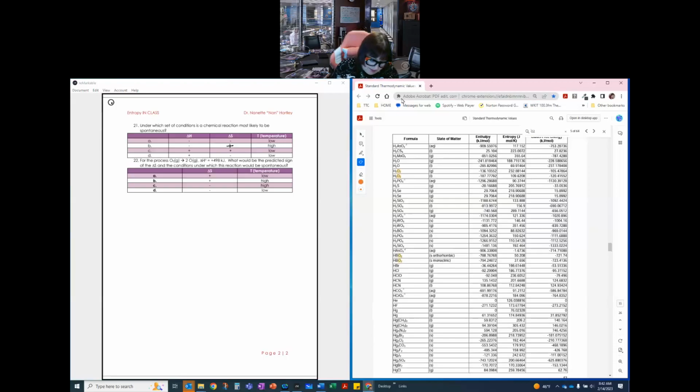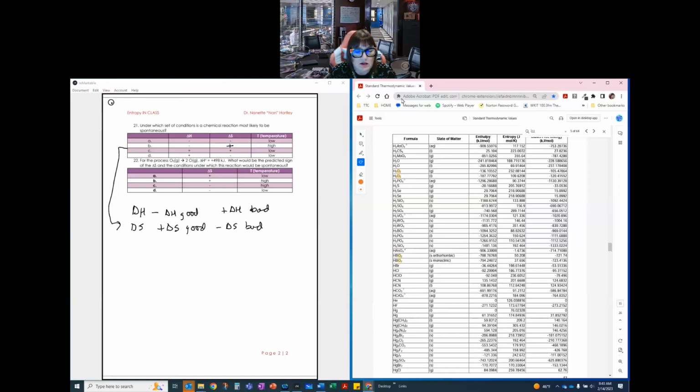Under which set of conditions is a chemical reaction most likely to be spontaneous? Well, okay. So let's talk about this for a second. We're talking about delta H, and we're talking about delta S. And we said that a change in delta S that's positive is good. Negative delta S is bad. Delta H being negative is good. Being positive is bad.